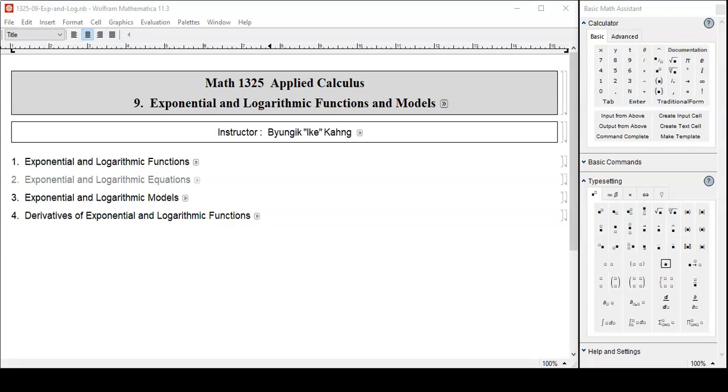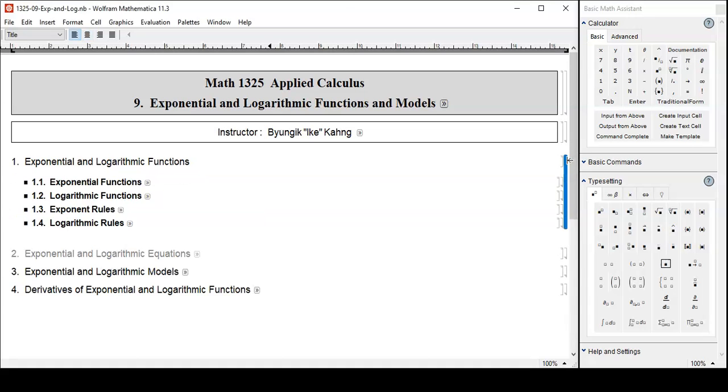Hello, Maths 1325 students. Lesson 9 is going to be on the exponential and logarithmic functions and models, and mostly these are all reviews. So you can consider it as a light topic, a perfect choice for a week after the midterm exam. Okay, here we go. Exponential and logarithmic functions.